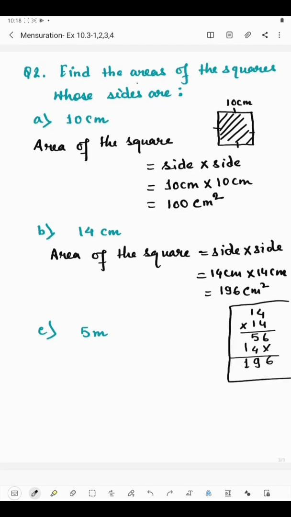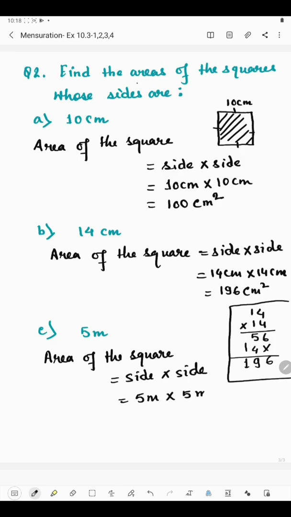Now in the C part we will have to find the area of the square whose side is 5 meter. Okay, so area of the square is side into side. So 5 meter multiplied by 5 meter. So 5 5s are 25 and meter into meter is meter square. Okay, so always we will have to write the unit, and since we are multiplying the unit also, we will have to write the square unit.